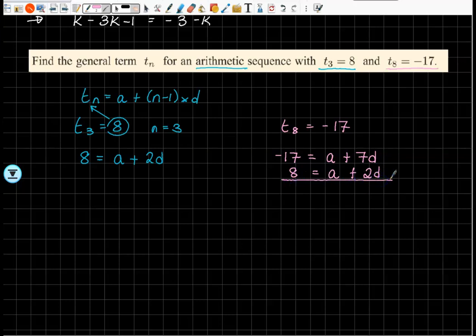The A is always going to cancel out because there's always going to be 1A. Do we agree? 7D take 2D, we get the 5D. The A's cancel. What's -17 take 8? And therefore your difference is -5.